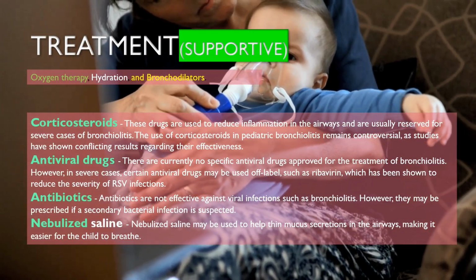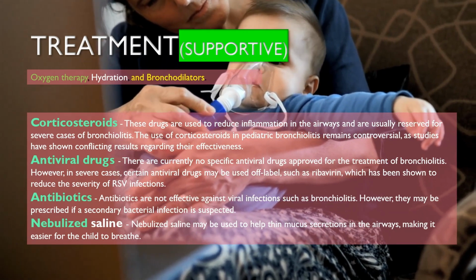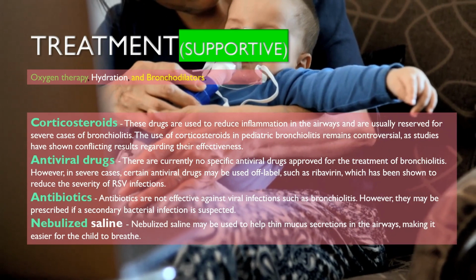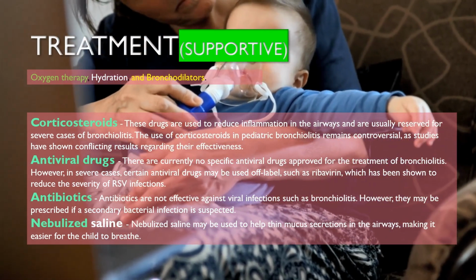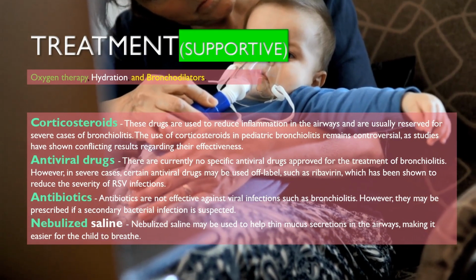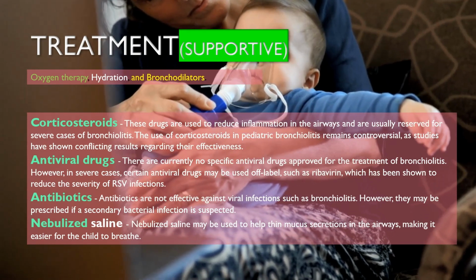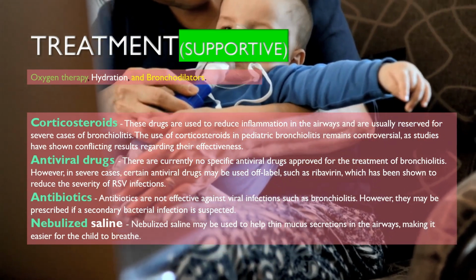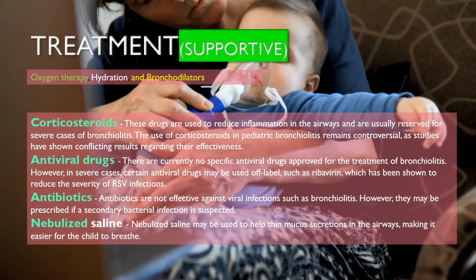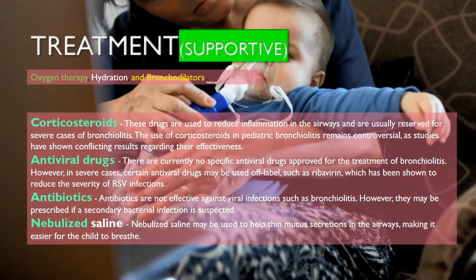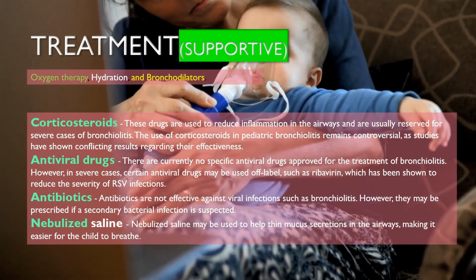Treatment. The treatment of pediatric bronchiolitis is primarily supportive, as there is no specific antiviral therapy for the illness. Supportive measures include oxygen therapy, hydration, and bronchodilators. Oxygen therapy is indicated in infants and children with hypoxemia, while hydration is essential to prevent dehydration due to increased respiratory effort. Bronchodilators such as albuterol may be used to relieve bronchospasm and improve airflow. In severe cases, mechanical ventilation may be necessary.